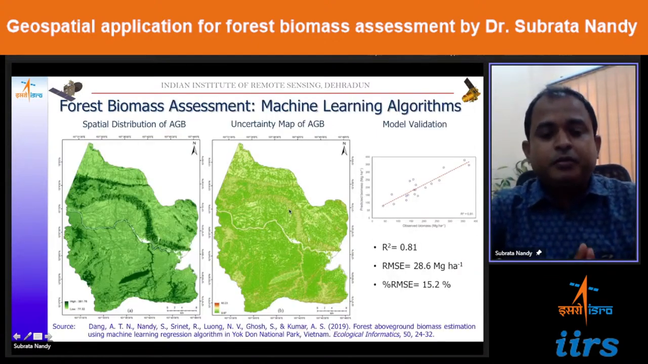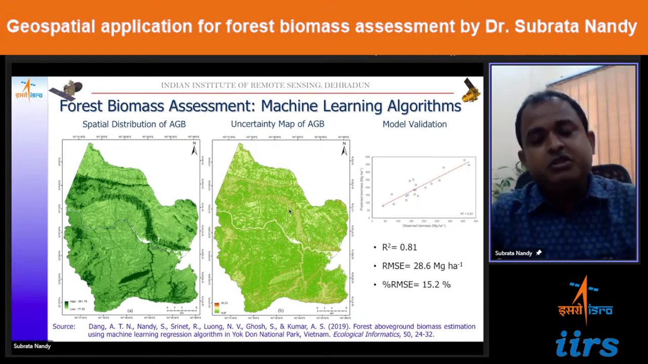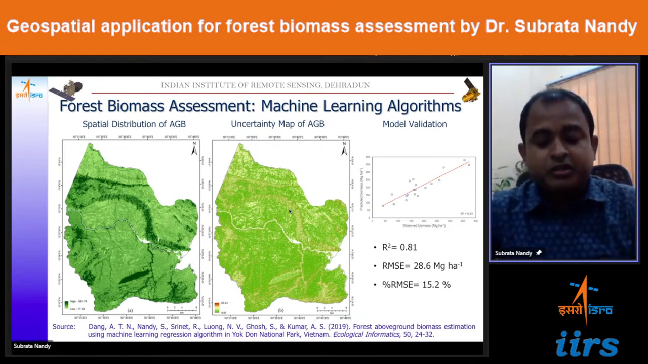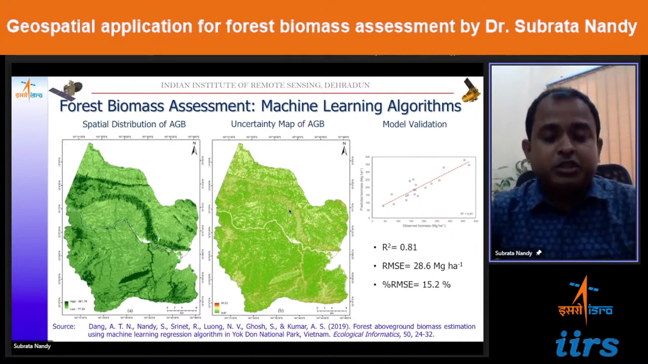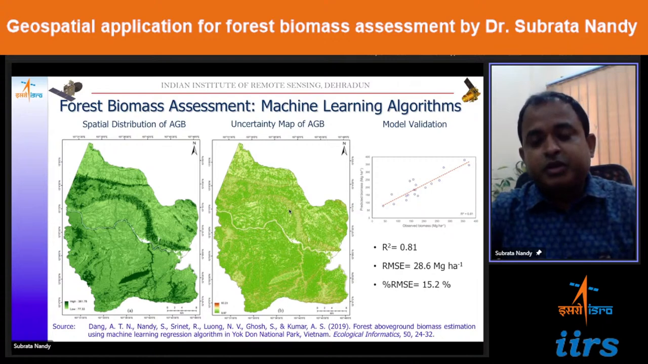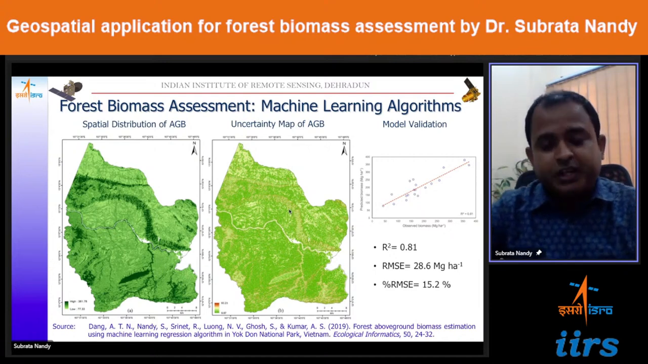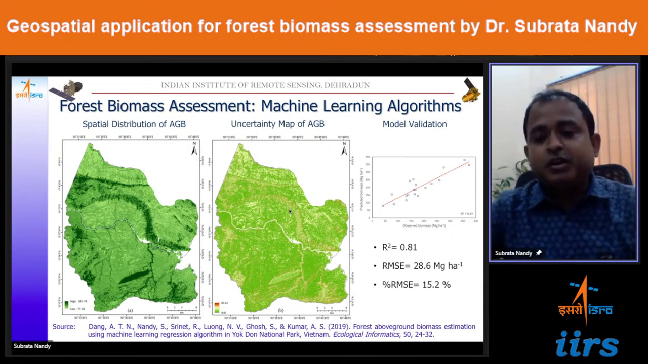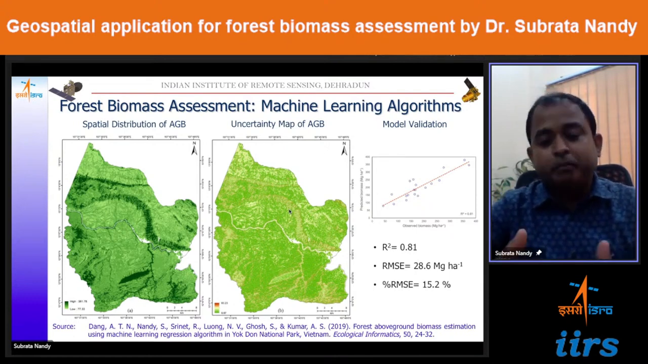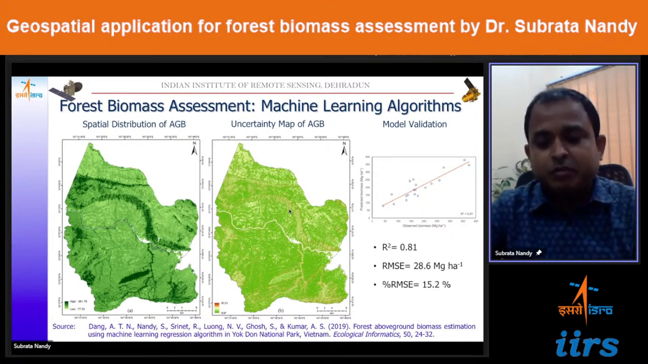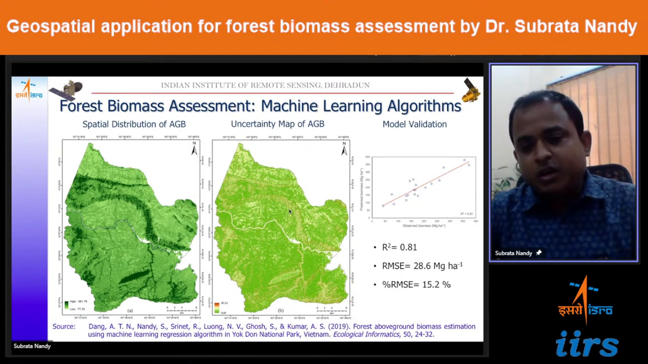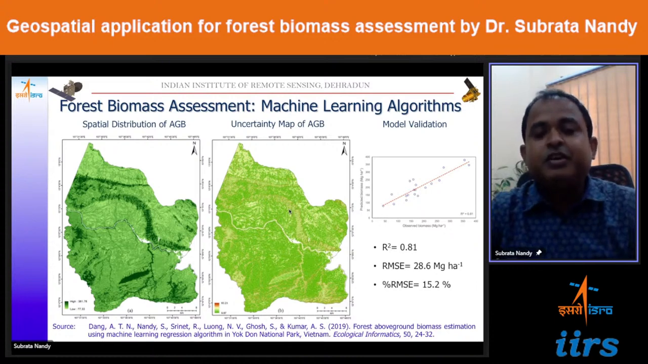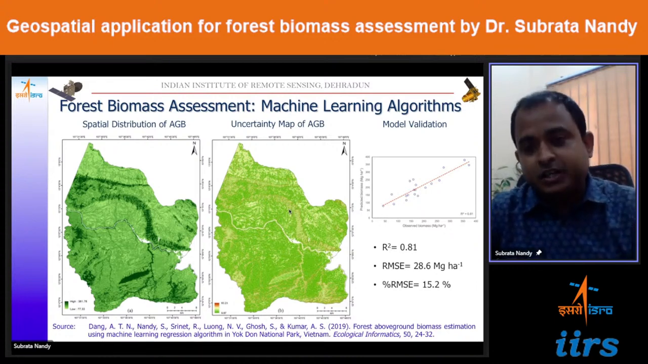So here what we have observed is that machine learning approaches like random forest and artificial neural network are the better approaches for assessment of biomass. For this, you need to have more field data, and a larger number of variables also need to be taken care of. And out of a set of, let's say, 150 variables, it takes the best predictor variables, let's say 6 or 7 variables, and predicts the biomass with quite high accuracy. So this approach is very effective when we are using moderate resolution satellite data.